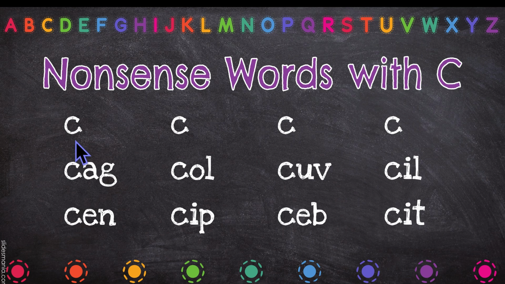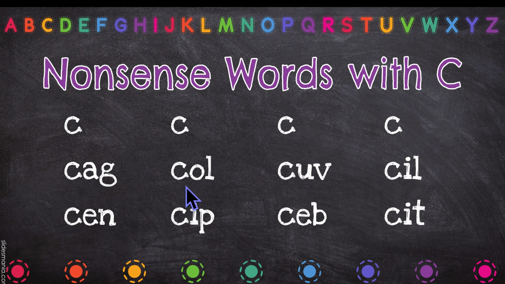K, S. K, S. K, S. K, S. This letter C is followed by an A. That means we want to use its first sound, also called the hard C. K, K, ag, cag.